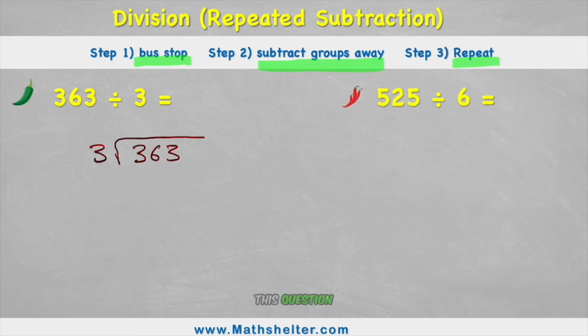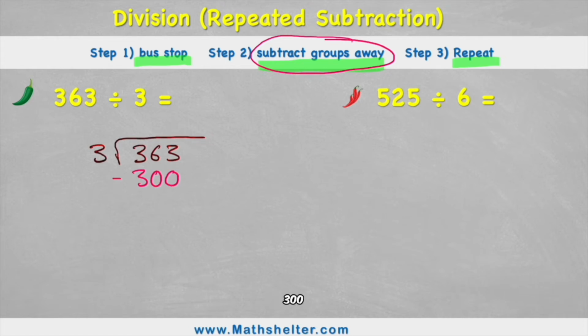So another way of phrasing this question is how many 3's are there in 363? That's the same as saying 363 divided by 3 groups. But it's quite hard to see how many groups of 3 there are in 363. But luckily, we can subtract some groups away to make this a bit easier for us. For example, I have no idea how many groups of 3 there are in 363, but I know that if I subtract 300, well, 300 is 100 times 3. So that's 100 lots of 3.